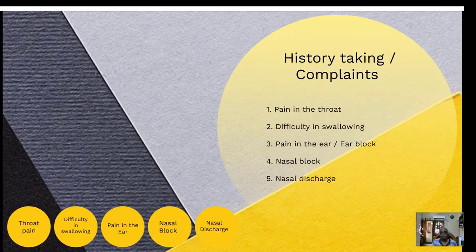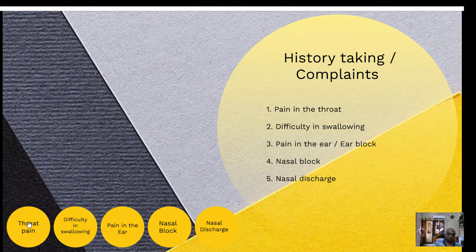Now let us come to history taking. The patient's common complaints which bring the patient to a doctor are going to be pain in the throat, difficulty in swallowing, pain in the ear, ear block or hard of hearing, nasal block, nasal discharge. We will see the relevant history of all these complaints one by one.